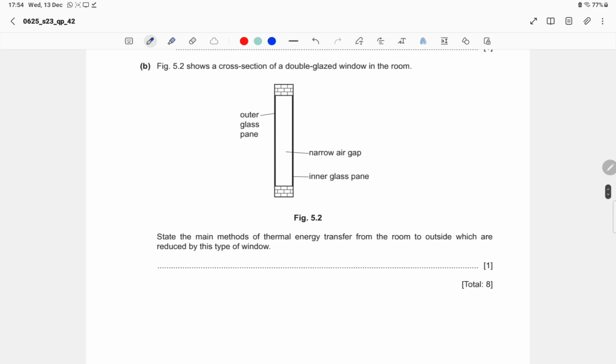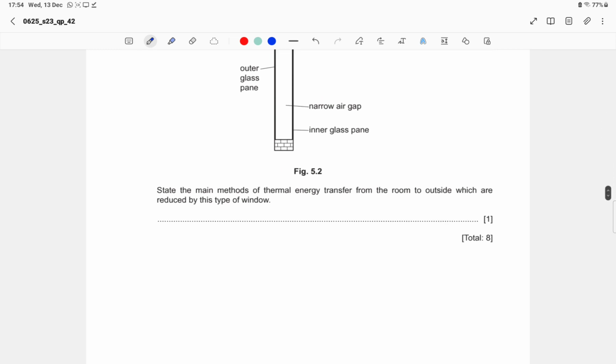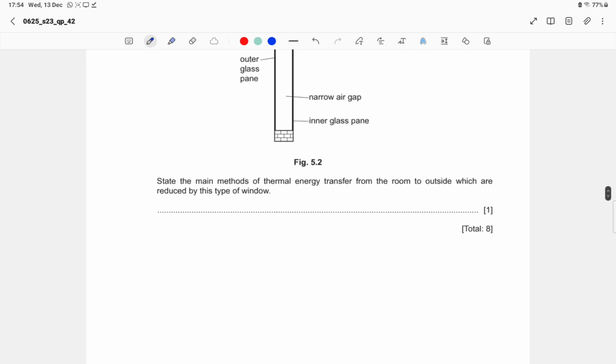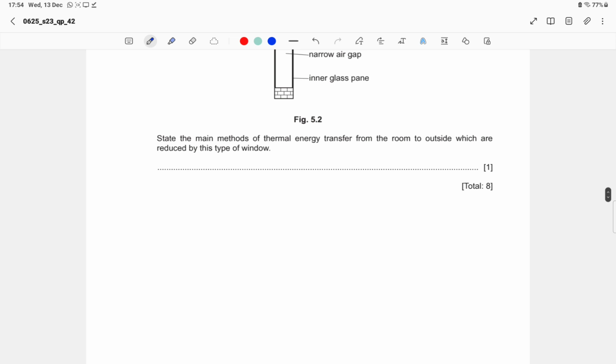Figure 5.2 shows a cross section of the double glazed window in the room. This outer glass pane, narrow air gaps in a glass pane. State the main method of thermal energy transfer from the room to outside, which reduces with this type of window. So it's going to be conduction and convection. So you can write any of these methods.